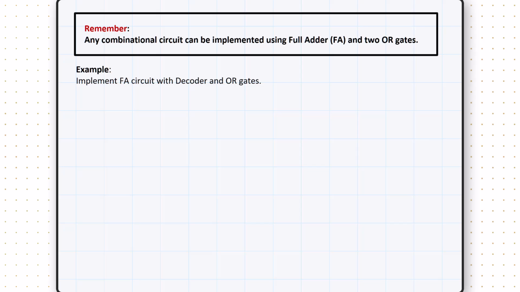We already know that any combinational circuit can be made using decoders and OR gates. In this particular question, we will illustrate how to implement a full adder circuit using a decoder and two OR gates. We're going to start with particular steps which are the same for every single question of this type.